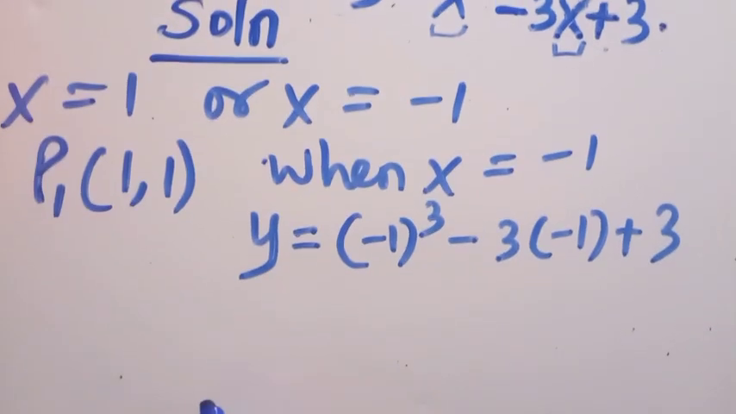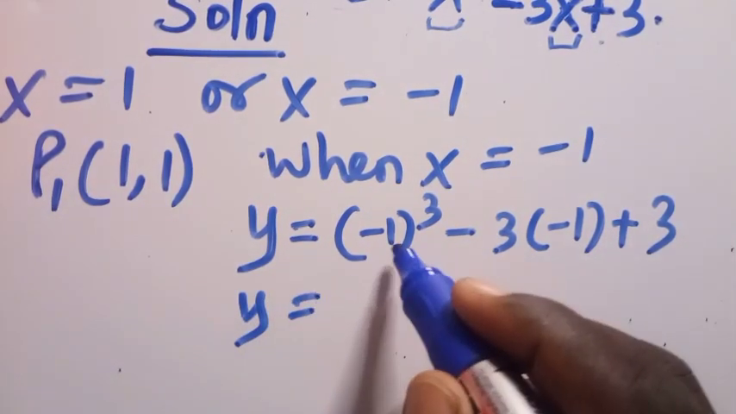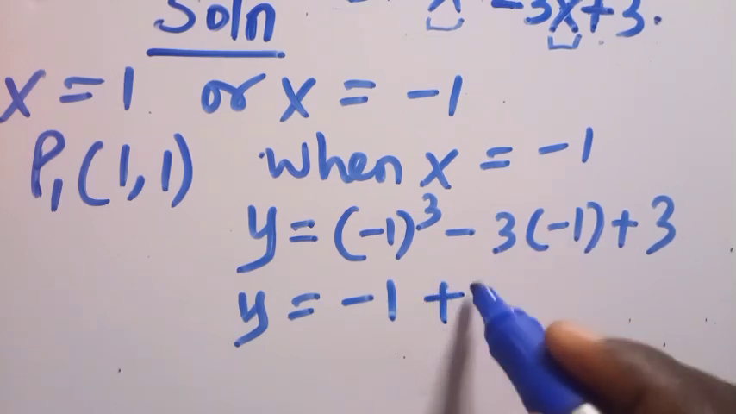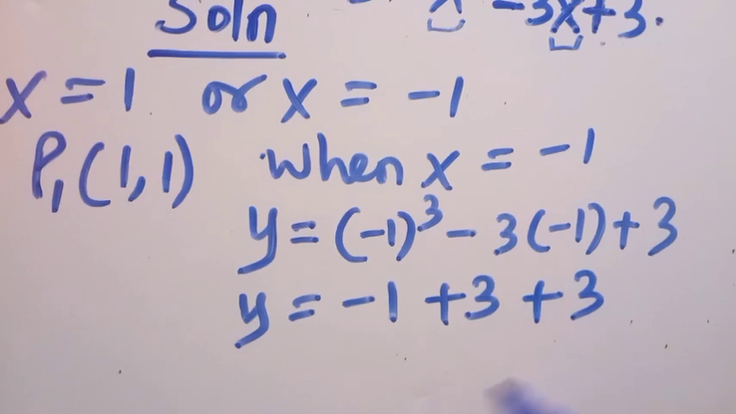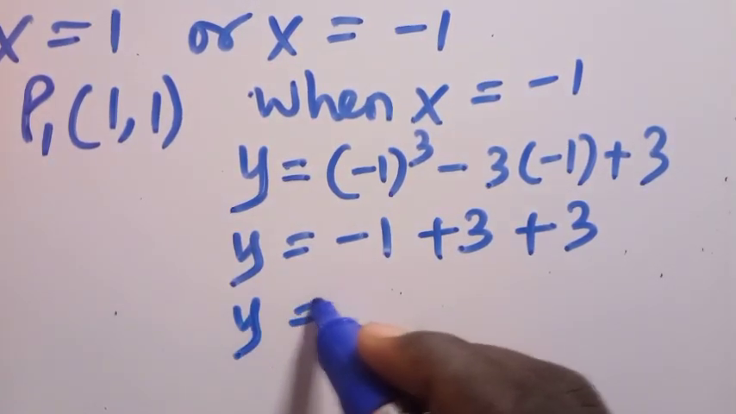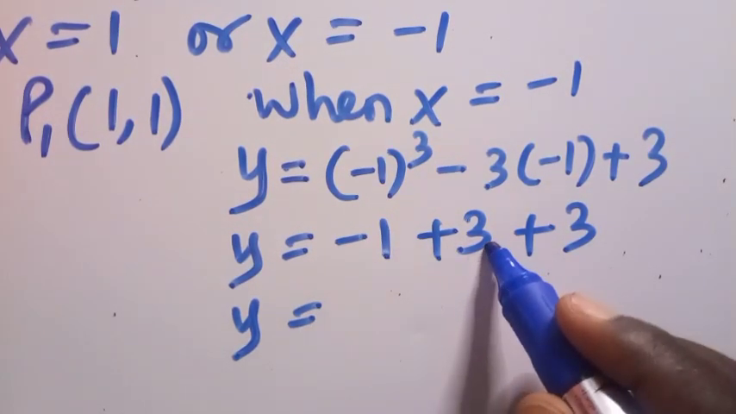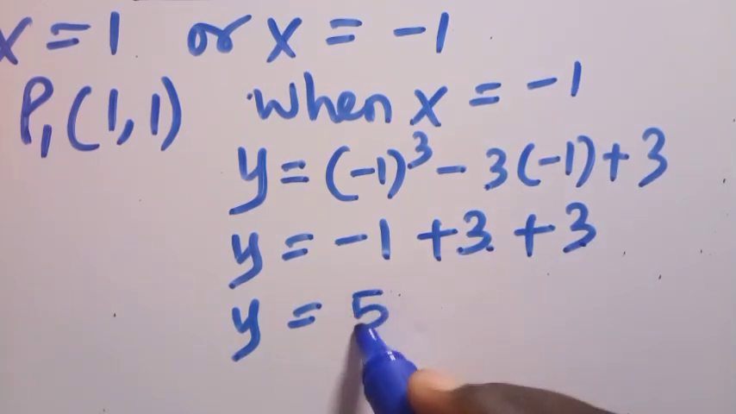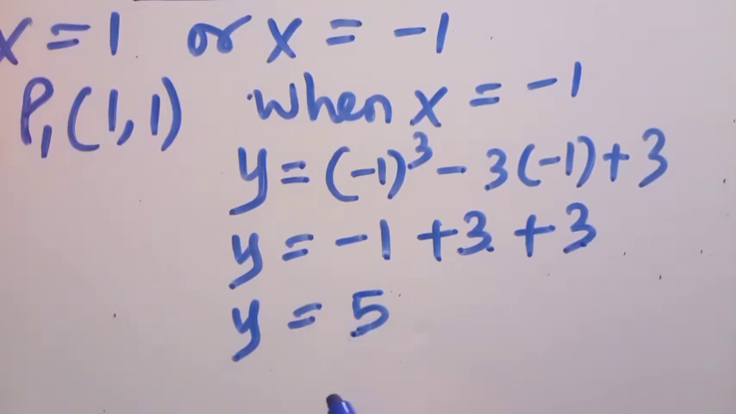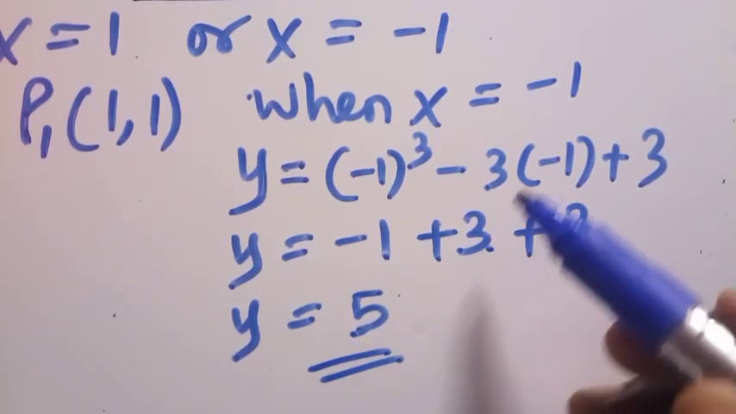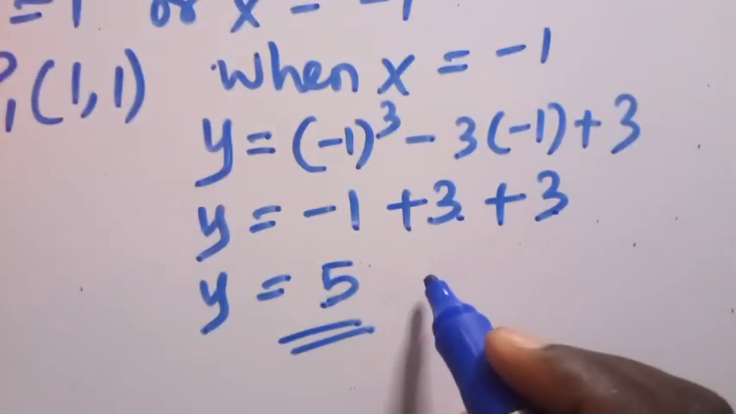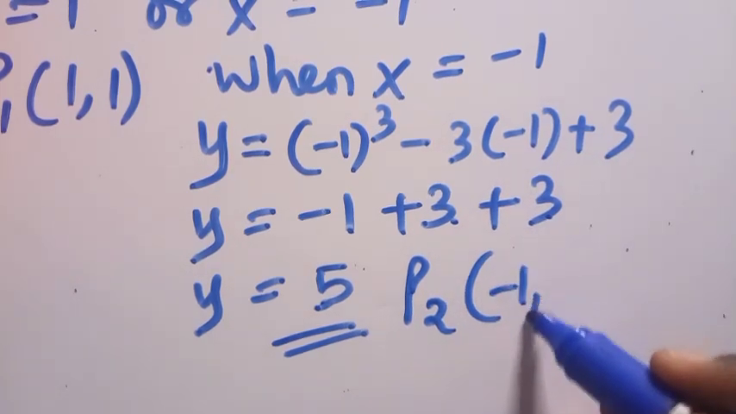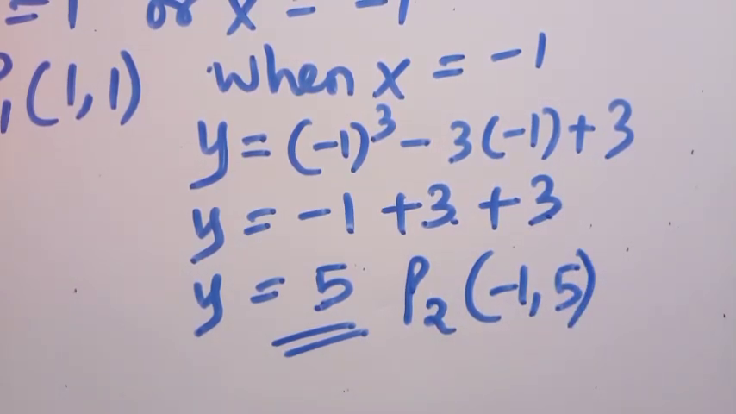In this case, y equals (-1) cubed, which is -1. Then -3 times -1 is positive 3, then plus 3. In this case, we shall have y as -1 plus 3, which is positive 2, plus 3, which is 5. Therefore, the value of y is 5 when x is -1. Therefore, the second stationary point will be (-1, 5).